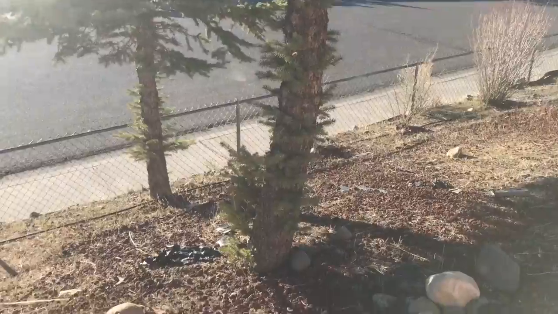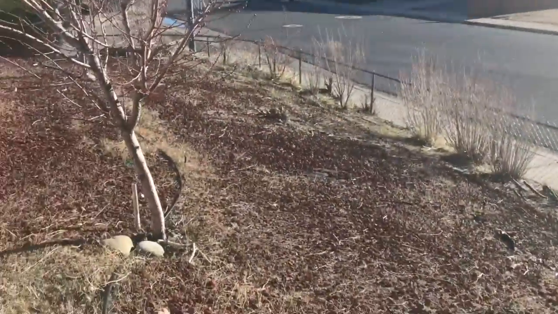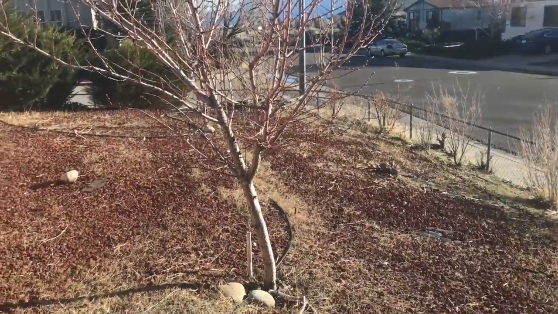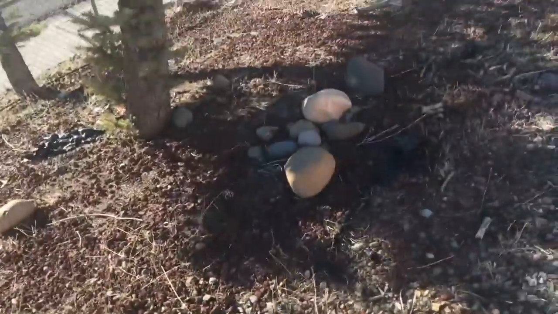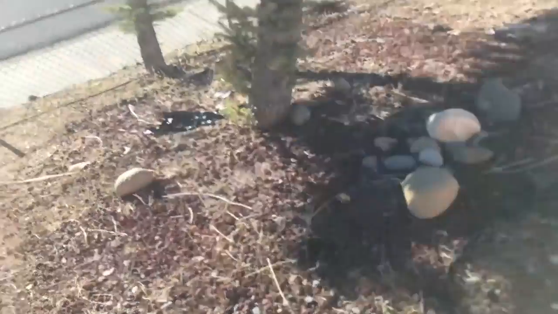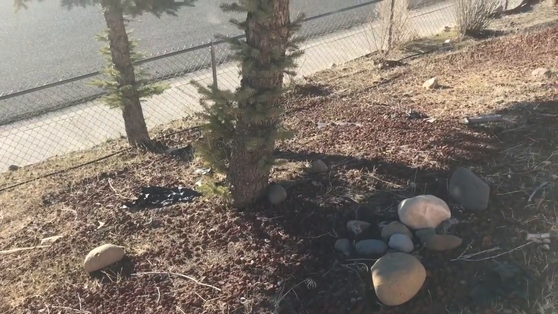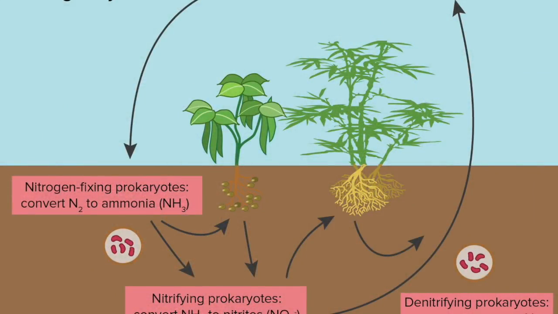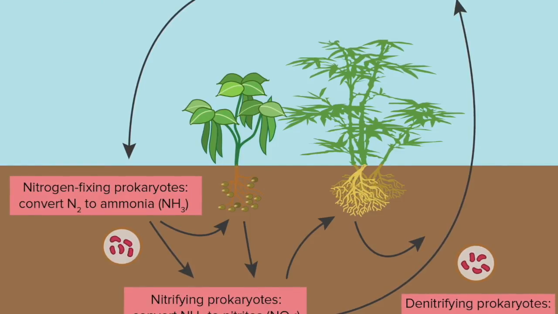What does this tree, that plant, that tree, kind of, and this banana right there have in common? Exactly, you guessed it. They're all part of the nitrogen cycle. Okay, think about the nitrogen cycle, like the carbon cycle.